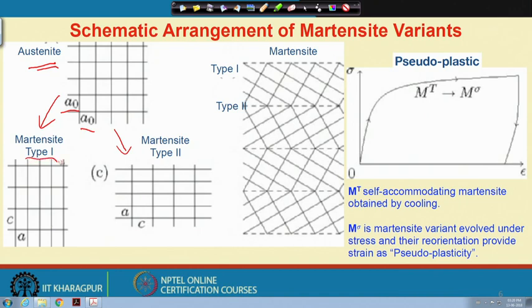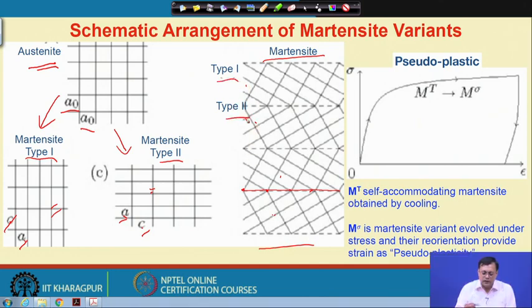So, let us say twin 1 and twin 2, which have different lattice variants, and let us say this is C and A, and here it is A and C, and then we put these two different lattices together to make this whole martensite. And let us say this is a coherent plane where atomic positions are similar in both cases of the two different types of twins.